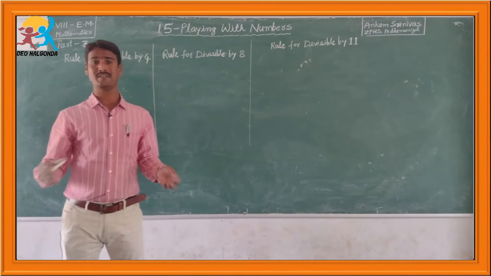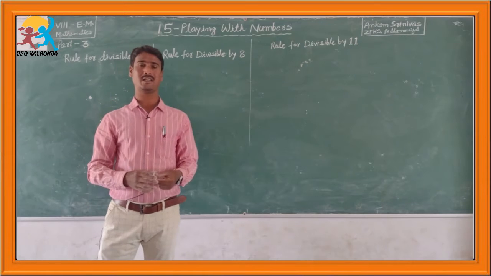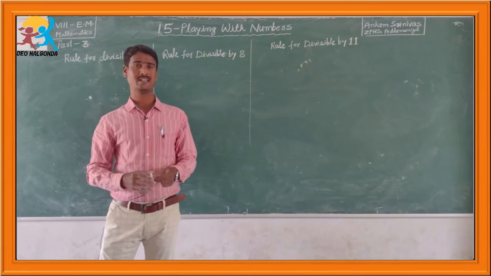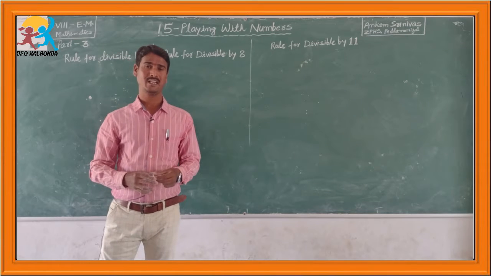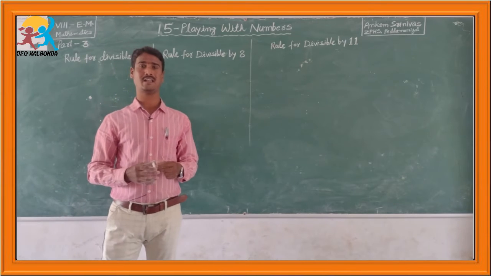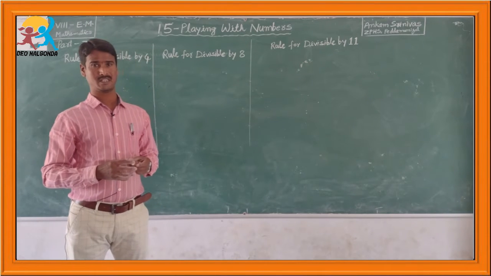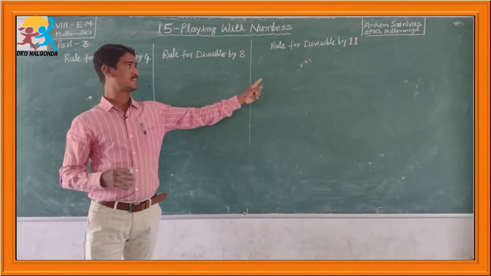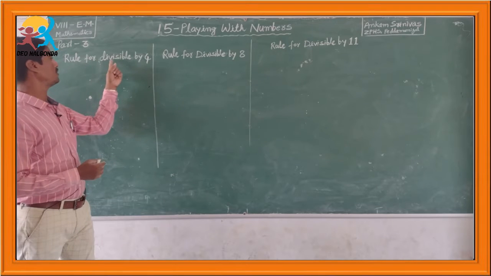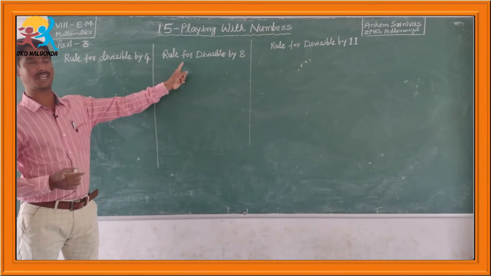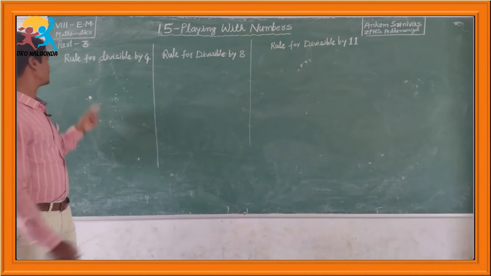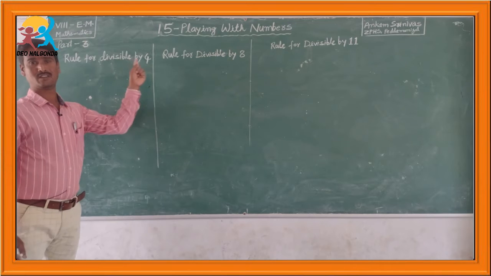Dear children, in previous parts we had learned about the divisibility rules for 2, 3, 9, 6, 5 and 10, and also we have solved some application problems on divisibility rules. Now some more divisibility rules we are going to discuss: the rule for divisibility by 4, the rule for divisibility by 8 and the rule for divisibility by 11. Let's take first the divisibility rule for 4.